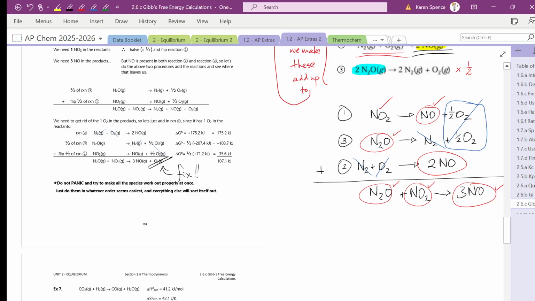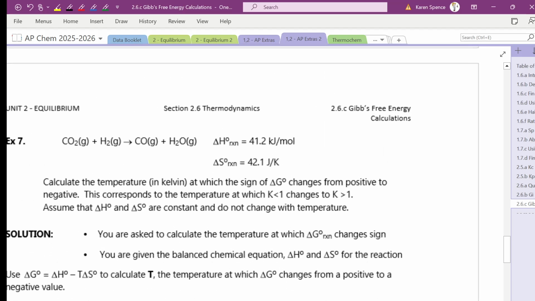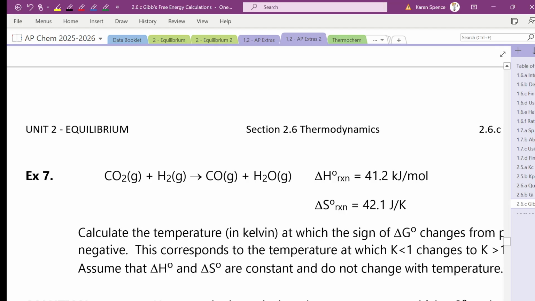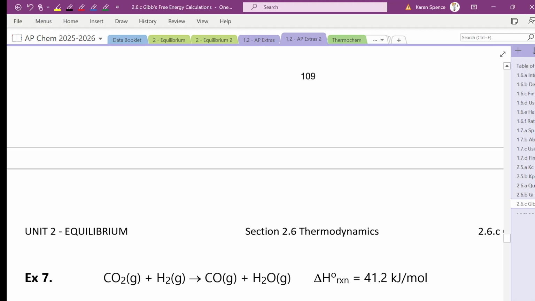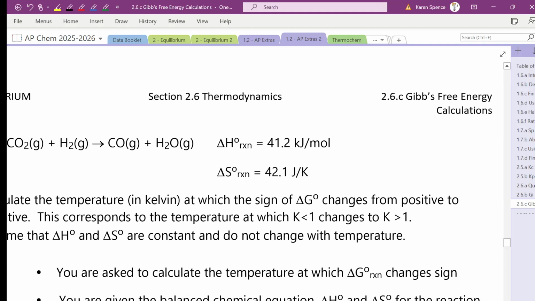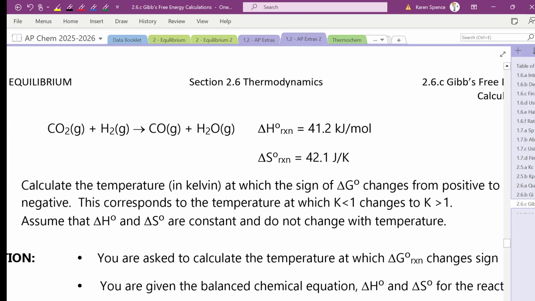All right, so you would do the same thing if you were given a delta H and you were given the delta H's of various reactions. It works out all the same. Okay, here's kind of a weird one. Example 7 on page 110. Calculate the temperature in Kelvin at which the sign of delta G changes from positive to negative. Assume that delta H and delta S naught are constant and do not change with temperature.